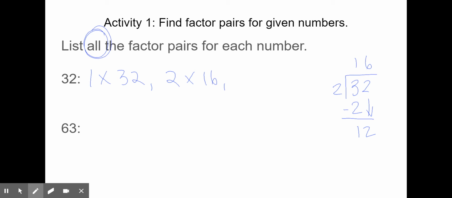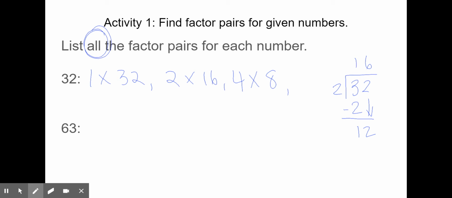And then I would check 3, and I know that 3 times 10 is 30, and 3 times 11 is 33, and so there is no 3 for a factor of 32. Then I would check 4, and I would do the same thing. I know that 4 times 7 is 28, and 4 times 8 is 32, and so I go, 4 times 8.